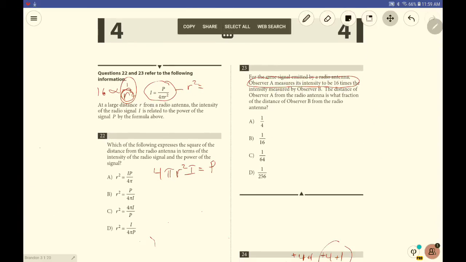In number 22, we're just solving for R squared. In number 3, we have to think about how a change in the value for I affects what R has to be. If the intensity is 16 times greater, then R squared has to be 16 times less, so R has to be 4 times less, which means 1/4 of what it was before.